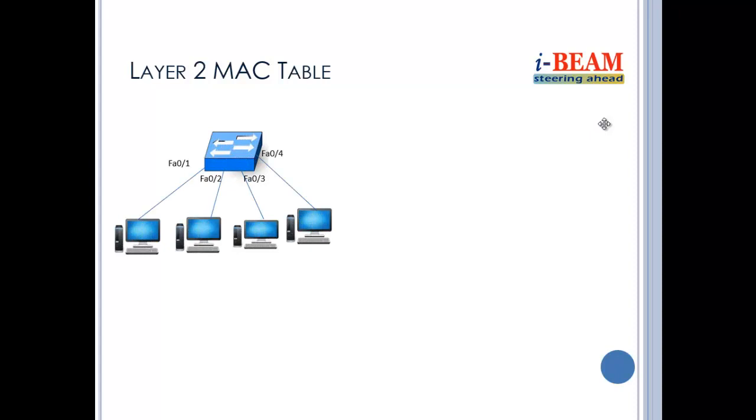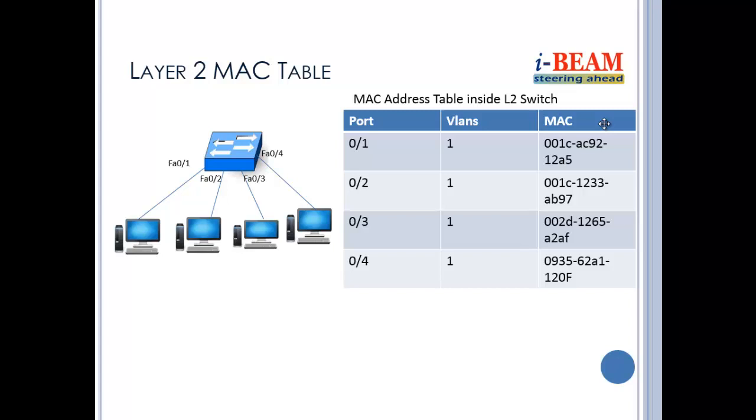How does the layer 2 MAC address table work? According to the diagram, four PCs are connected to the switch, on ports 0/1, 2, 3, 4. And then the switch builds the MAC address table. First, port number 0/1, by default VLAN 1, keeps the PC 1 MAC address. The PC 2 MAC address is recorded on 0/2, VLAN 2, 001C1233AB97. The PC 3 MAC address is recorded on port number 0/3, VLAN 1, 002D1265A2AF, etc.